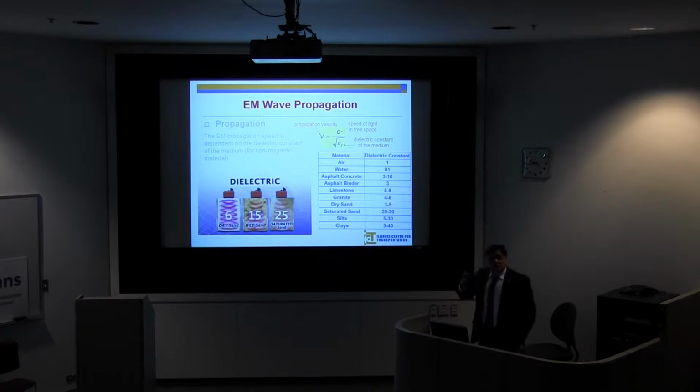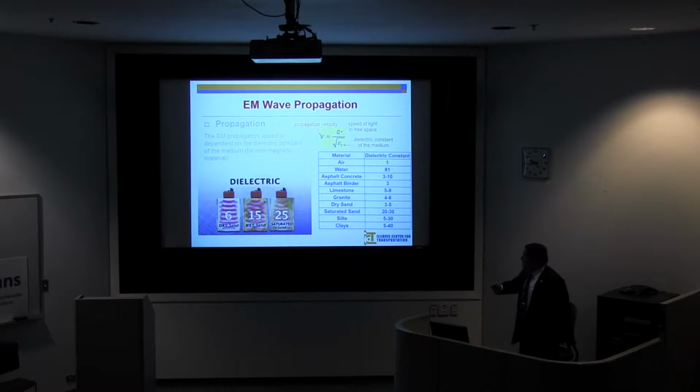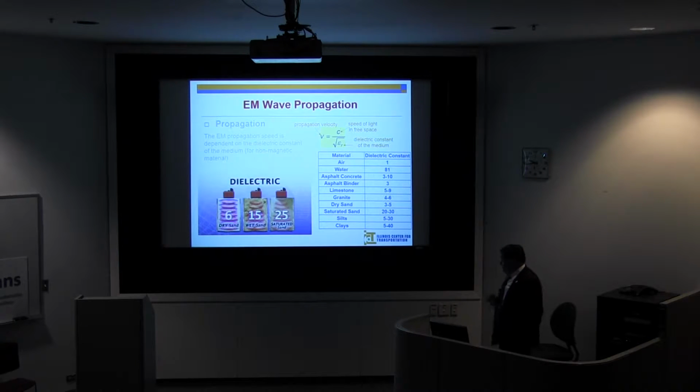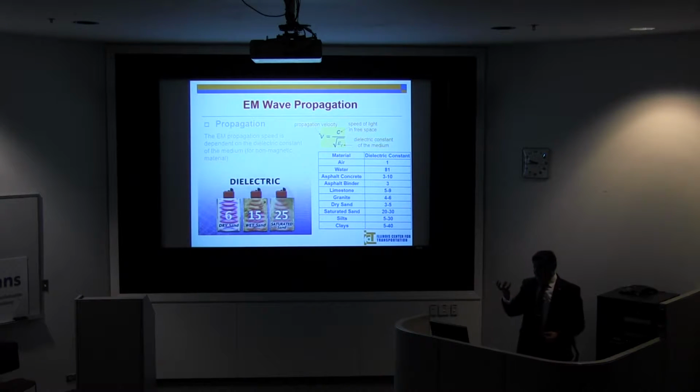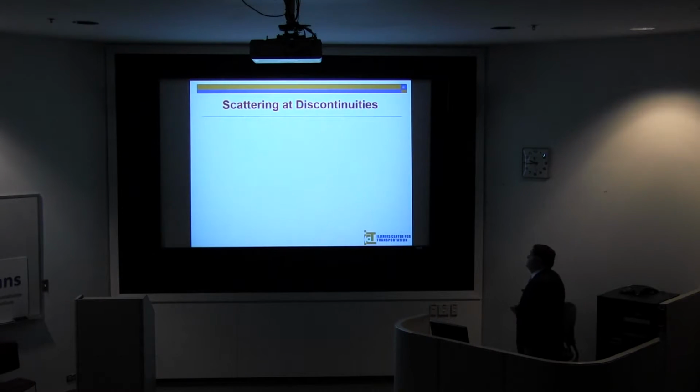So the air is the reference, which is 1. Water is very lossy, 81. Asphalt concrete depends on the aggregate you are using, from 3 to 10. Asphalt binder is around 3. Limestone is usually around 6, 7, maybe 8. Granite is less. It's usually around 4. It can be 5. And then you go to the dry sand and so on. Clay, it depends. It's a very big range. Because if it absorbs the water and the water is connected to the clay, then it becomes structured. It becomes low. If the water is free, then it becomes high. So this is very important to see what kind of materials we are dealing with.